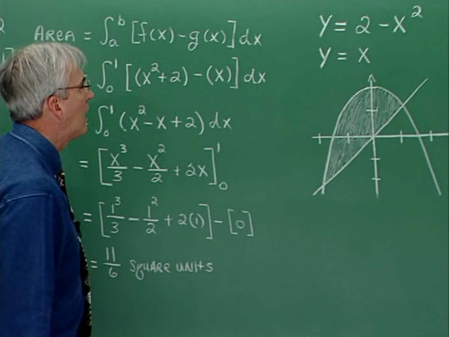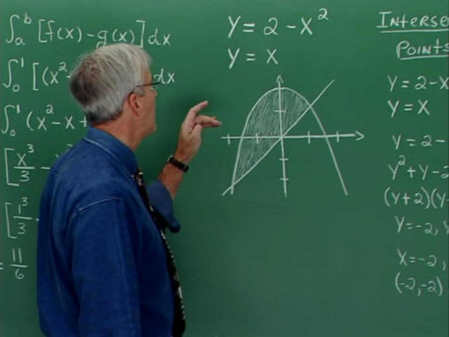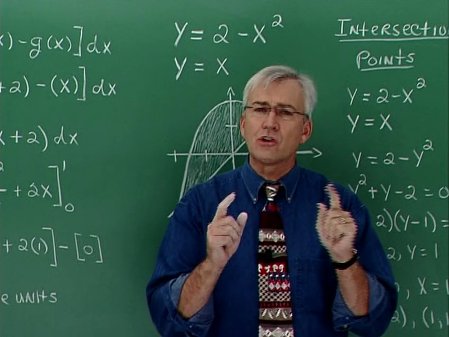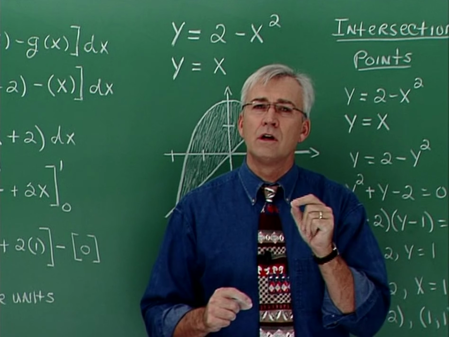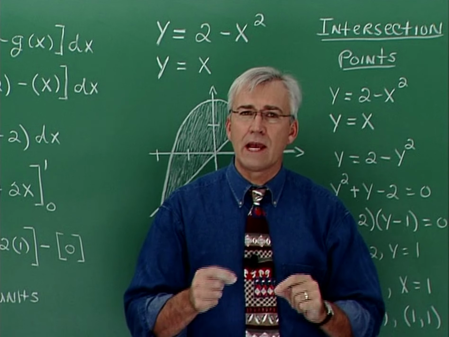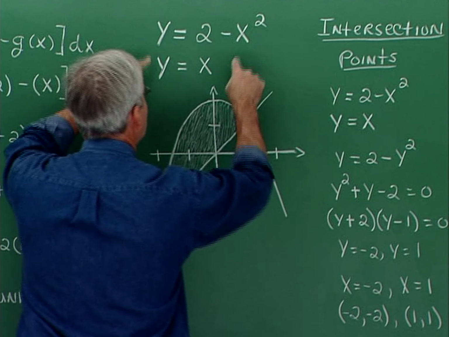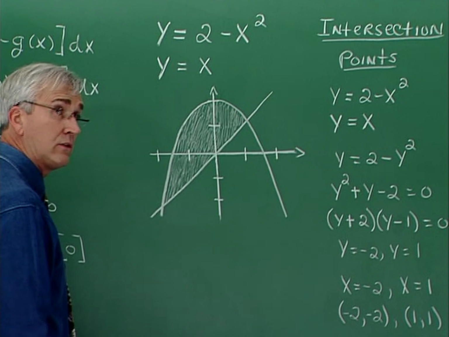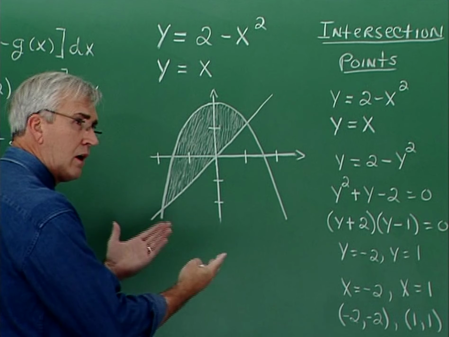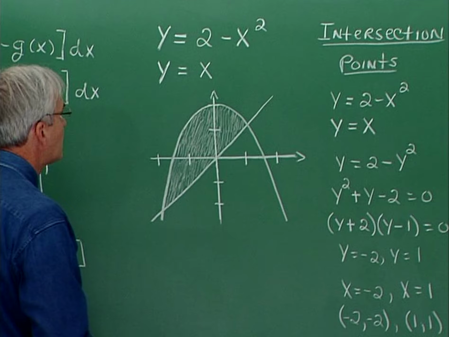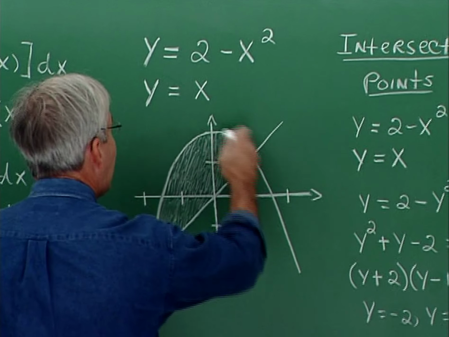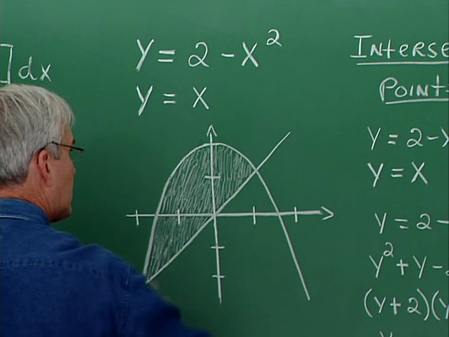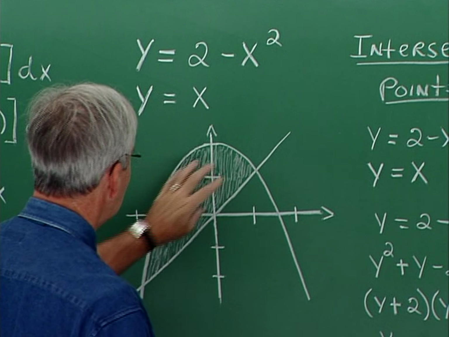Here's another one that's a little more complicated because we're not given the interval in which we want to integrate. That is, we're saying that the graphs of these two functions intersect, and let's just find the area between those intersection points. You see, we're not given the intersection points here. We have to figure those out. But at any rate, the graph of 2 minus x squared is this graph. The graph of y equals x is this graph, and we want this area.